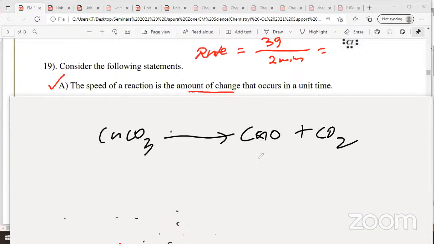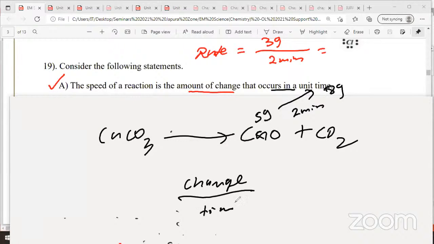Now the product is what? Imagine the product increases from 5 grams to 8 grams in say 2 minutes. In 2 minutes, 5 grams became 8 grams. What is the change now? That is called the amount of change in a unit time. Change over time taken, that is called the rate.